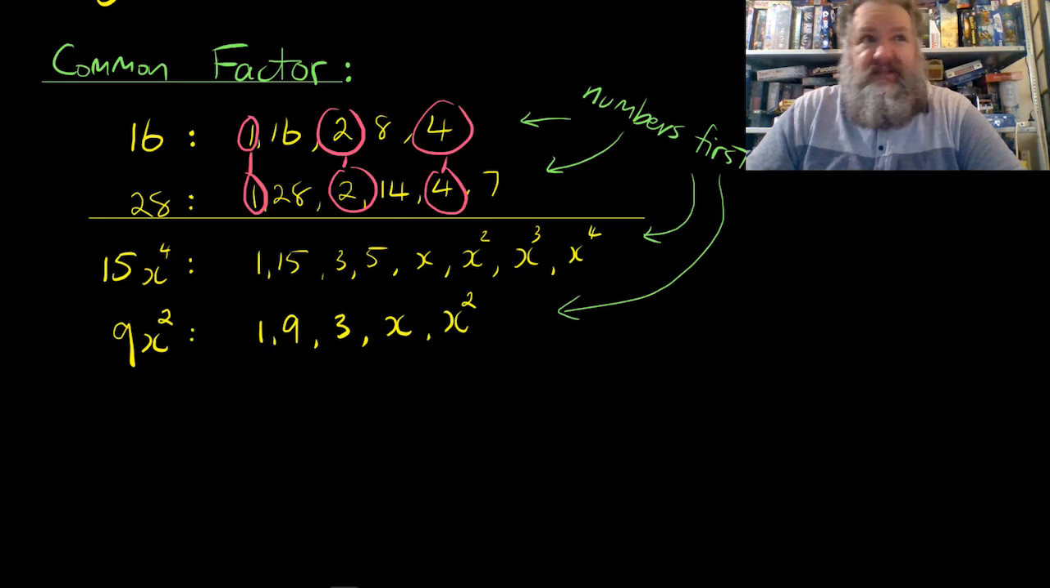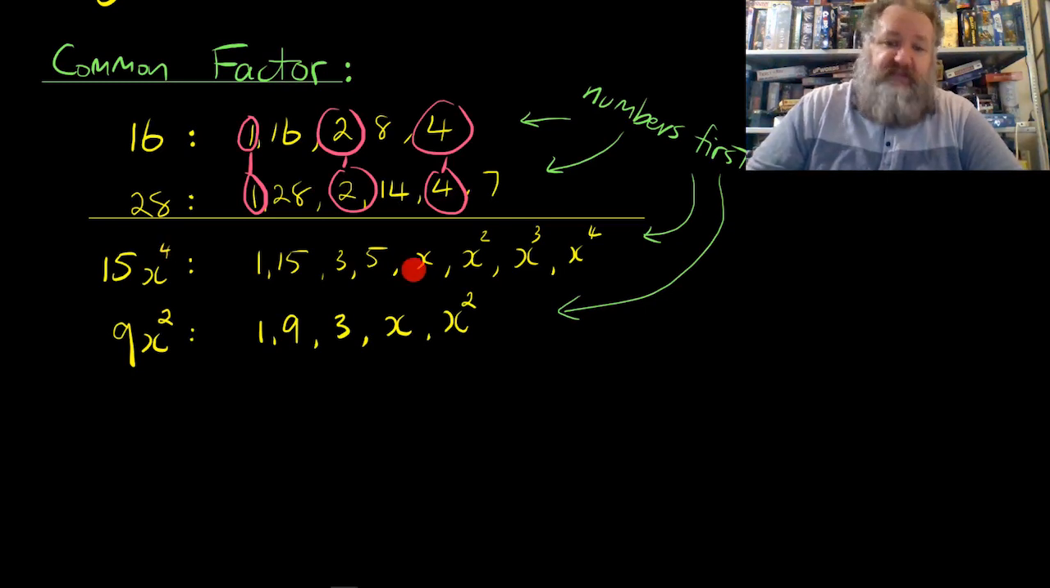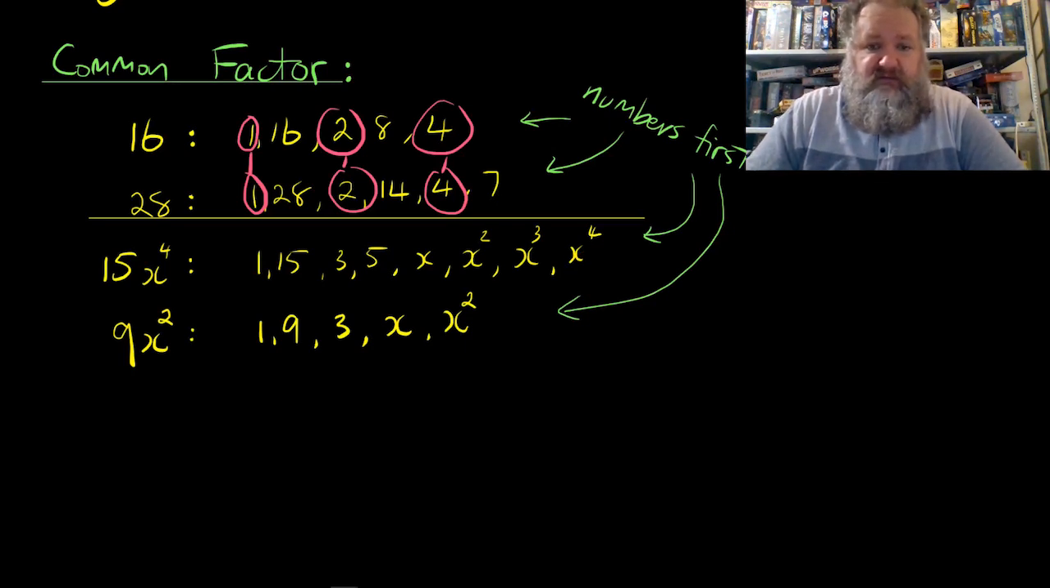So we've got basically every value of the indice up till the value of our original one. This is x to the power of 1, x to the power of 2, x to the power of 3, and x to the power of 4. They're all factors of x to the power of 4. Same for 9. We've got 1, 9, and just a single 3, because 9 is a square number. And we have x and x to the power of 2.